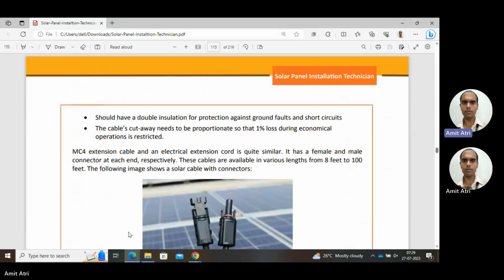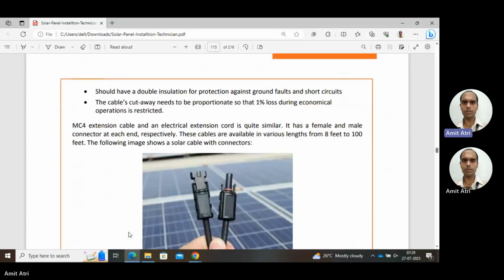It should have double insulation for protection against ground fault and short circuit. Double protection should be there, and proper insulation should be maintained: no short circuit, no ground fault. Here it is not about earthing. It means leakage of current to ground, which should be minimized. If the wire is not properly insulated, then there will be leakage to ground. Don't confuse it with earthing. Next, the cable cross-section needs to be appropriate so that 1% loss during economical operation is restricted.